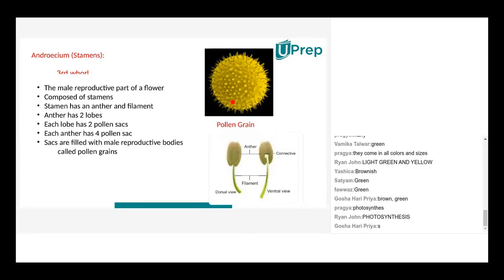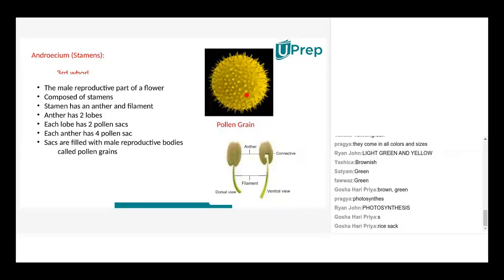Ma'am, what is a sac? Sac, in Hindi, is like a boria. It is like a small bag. Sac is like a small bag, a place which can contain something. Just a bag. Now, this is a microscopic structure of a pollen grain.